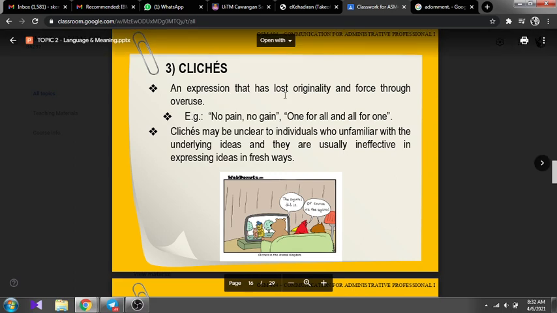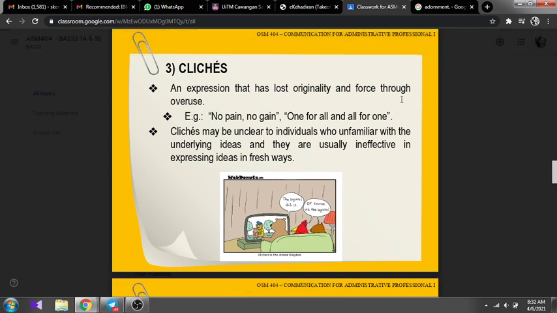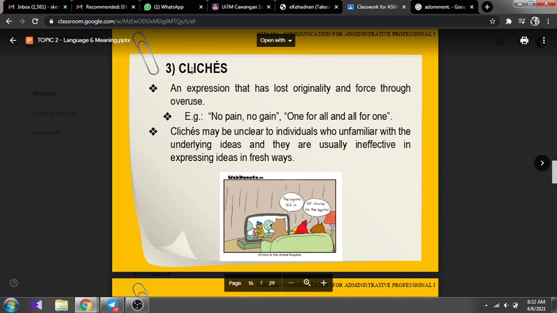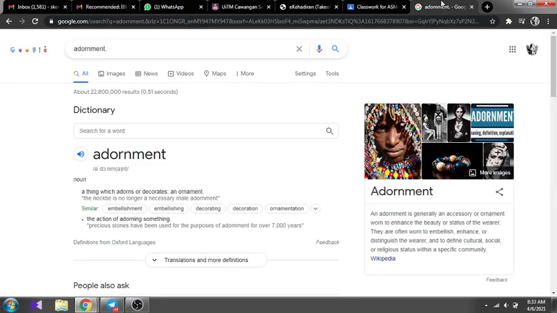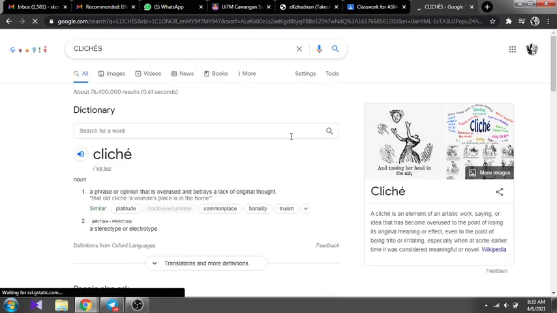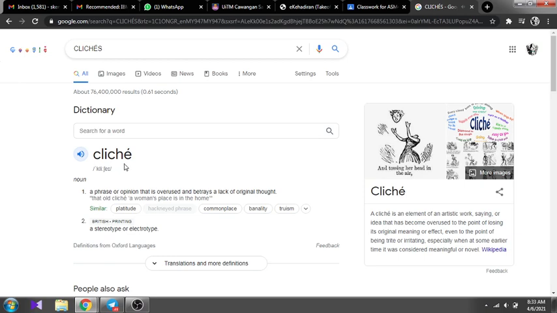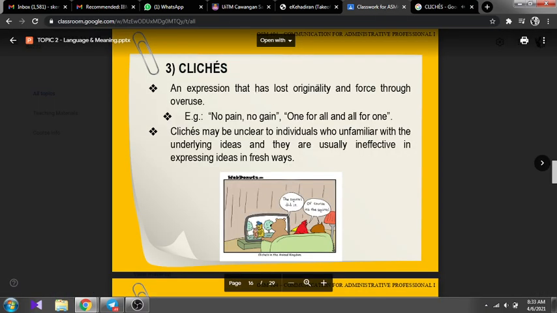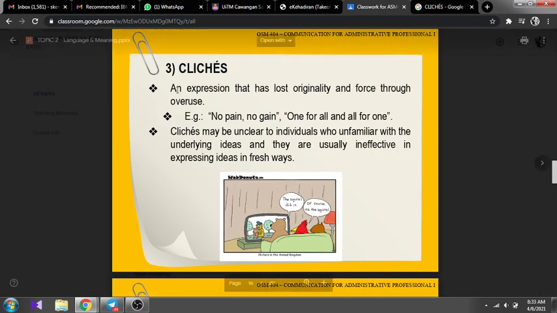Clichés, okay, an expression that has lost originality and force through overuse. Clichés. Remember cliché. Okay, this is cliché, how do you spell it? Okay, wait for a minute. Cliché, right. An expression that has lost originality and force through overuse. No pain, no gain. One for all and all for one.